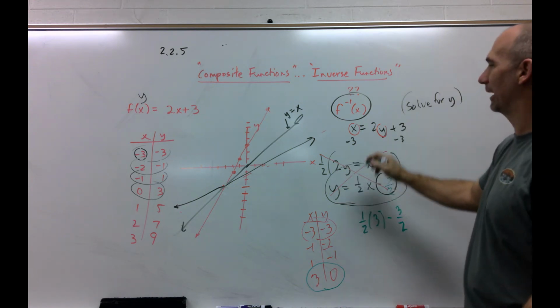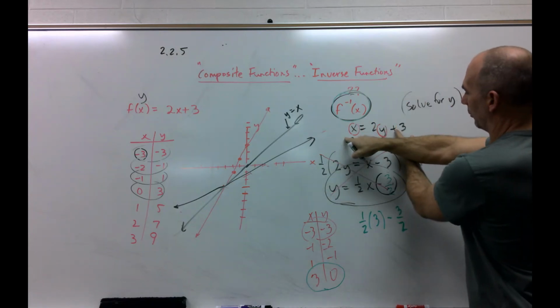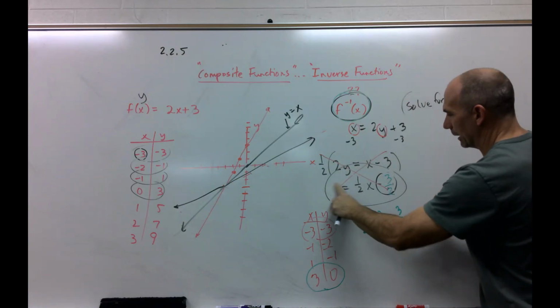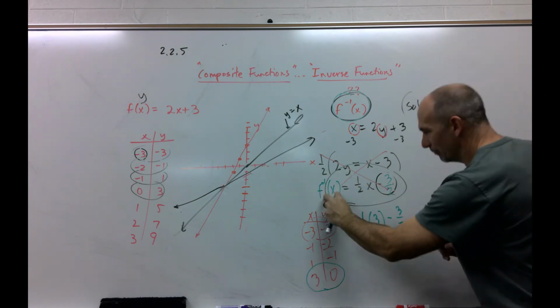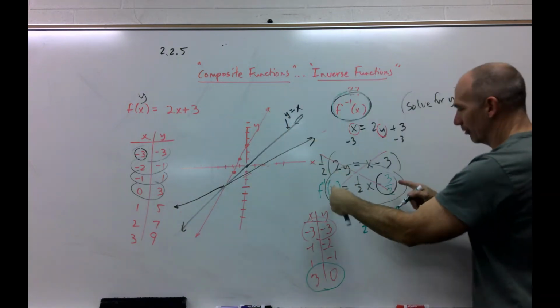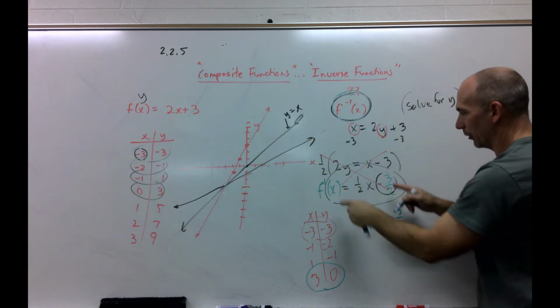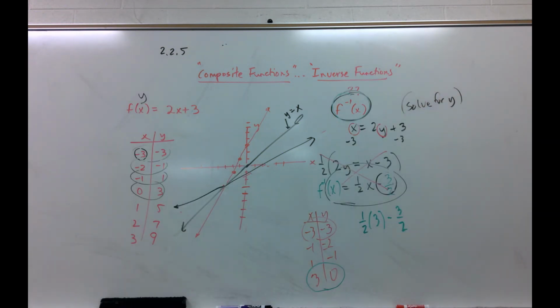The last thing is, I forgot to say this. Because we flipped the x's and the y's, it doesn't any longer equal y, it equals the inverse function symbol. That means you took the original, flipped the x's and the y's, and you solved for y, and you got the inverse function. Okay, there you go. I hope that makes sense.